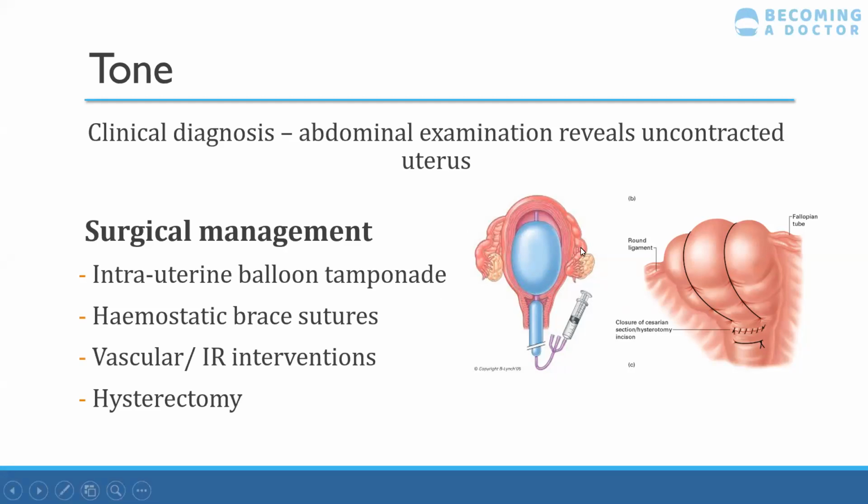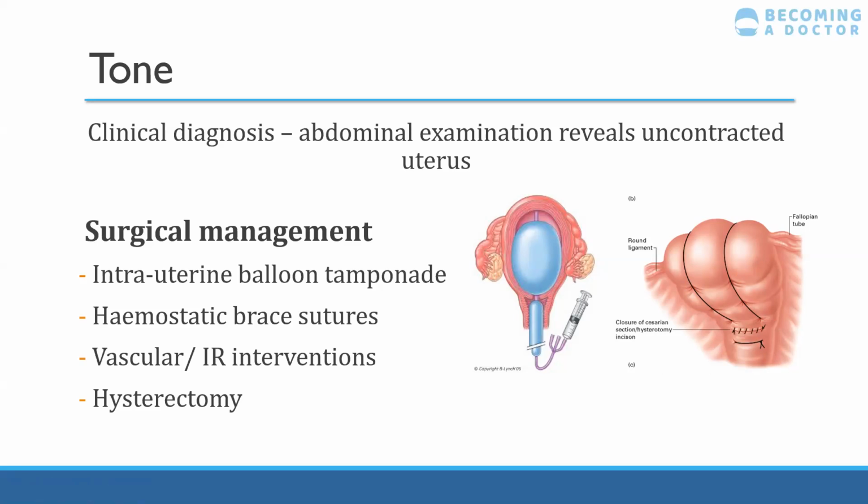If this doesn't work and you've still got a lot of bleeding coming out the end, then you might go for brace sutures if you're already in a C-section. If you're not, you've obviously got to make the decision of whether you're going to open the abdomen or not. So brace sutures are basically simple stitches that go through to the other side of the uterus, up and over and round on both sides, and they're pulled really tightly, and that's basically just a mechanical external contraction of the uterus to try and stop the bleeding.